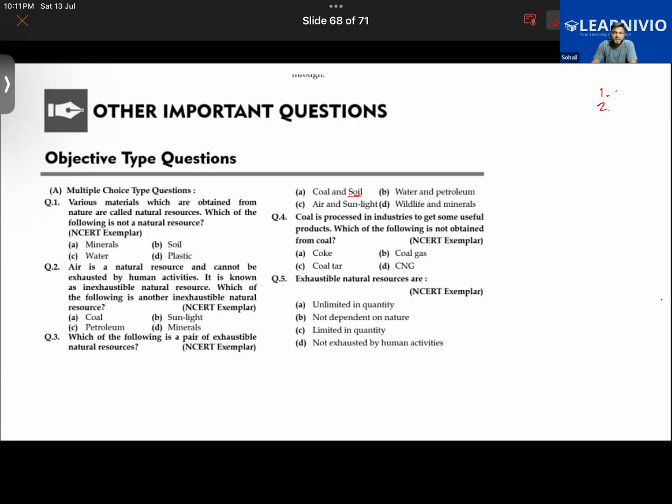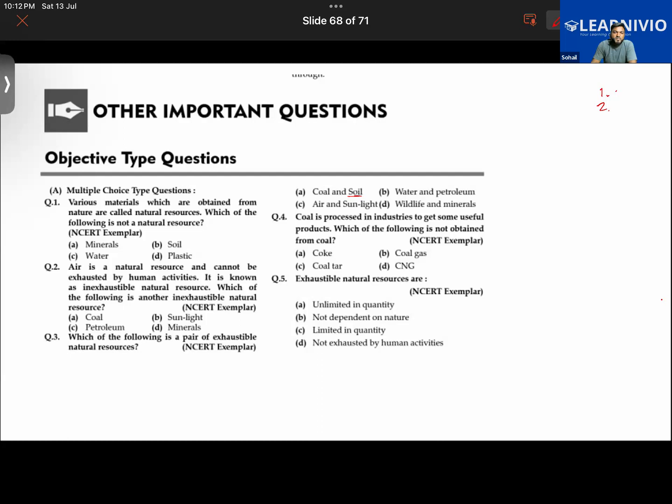Yes, Aisha. So what is the question? The question is, what is the purest form of coal? Like I have told you, coke. No, that's different; that's the purest form of carbon. Oh, yeah, okay.